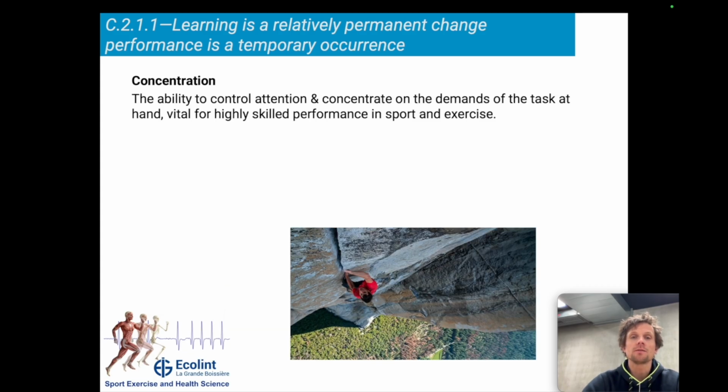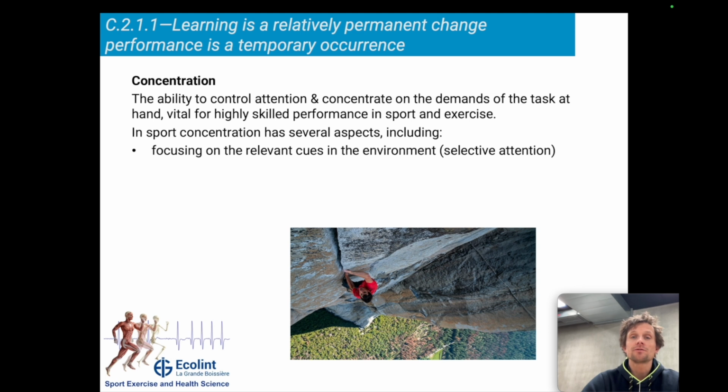Concentration is the ability to control attention and concentrate on the demands of the task at hand. And as you can imagine, it's vital for high-skilled performance in sport. In sport then, concentration has a number of different aspects, including the ability to focus on relevant cues within the environment, so therefore selective attention. The ability also to maintain that attention over a long period of time.